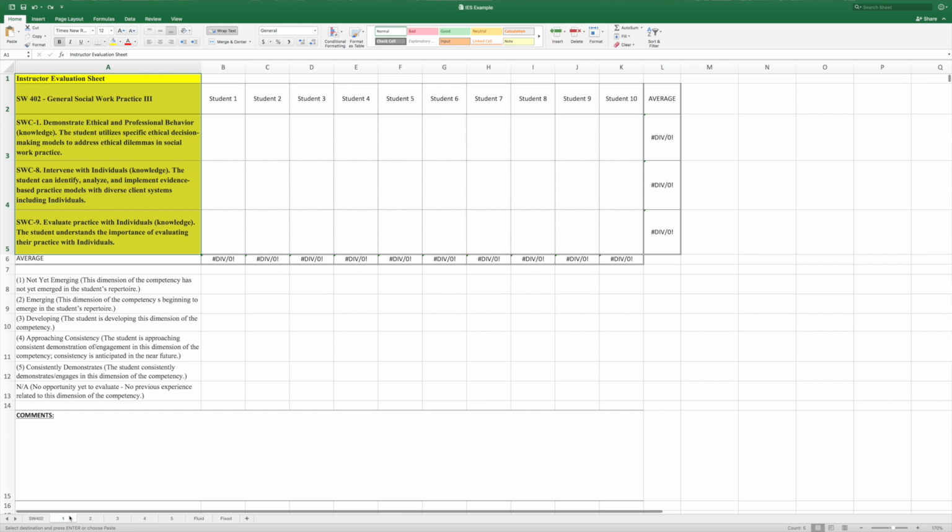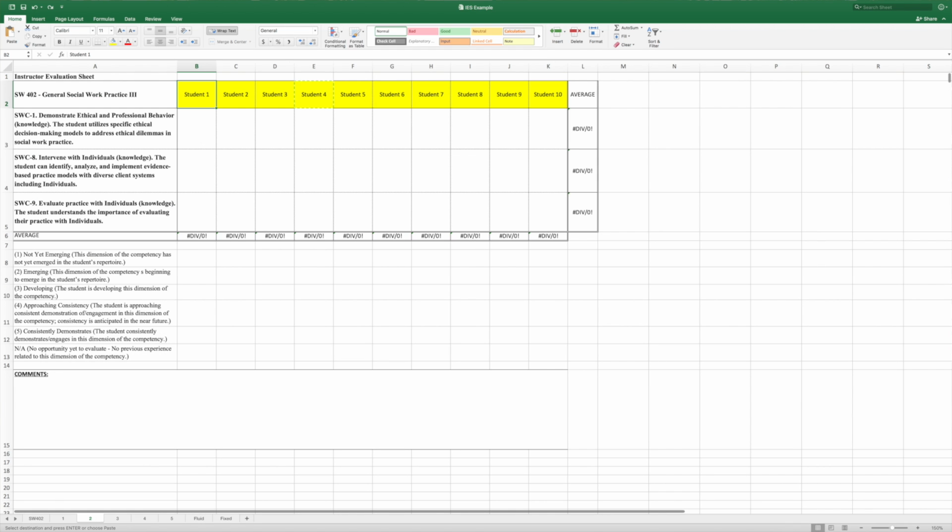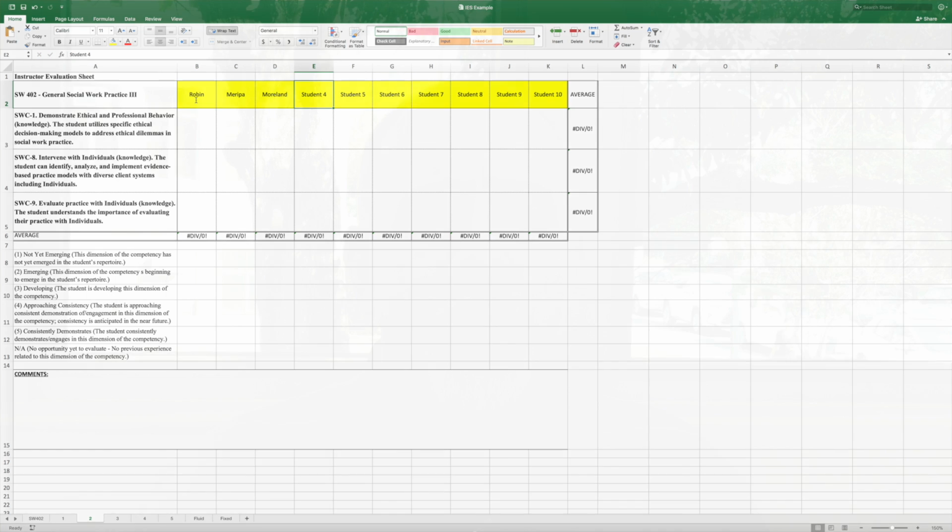Now let's look at the tool itself, the instructor evaluation sheet. You'll notice on the left-hand side is a list of all of the relevant competencies covered in the class, in your class. This may range from just 1 or 2 competencies to several, depending on the class you're teaching. At the top of the matrix are cells to list students. I typically list first names as I score, and then change those names to numbers to maintain student anonymity.